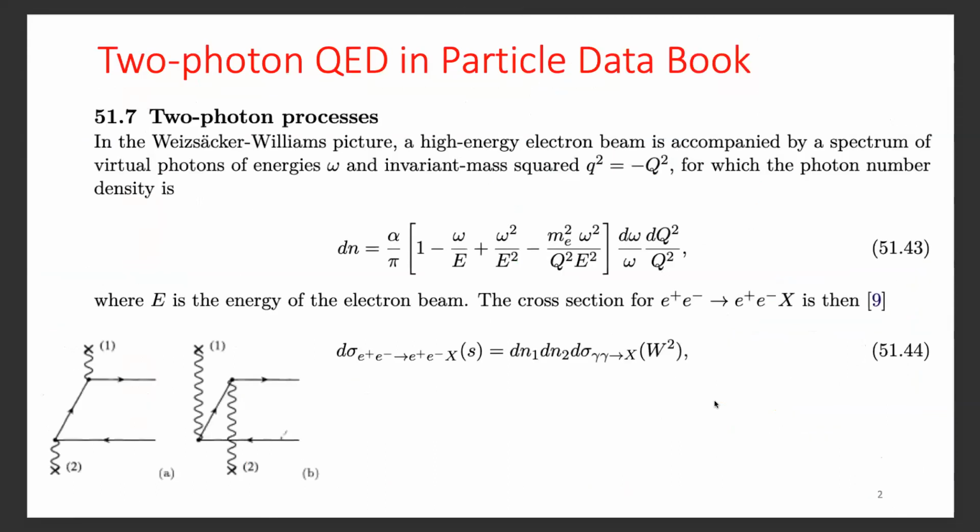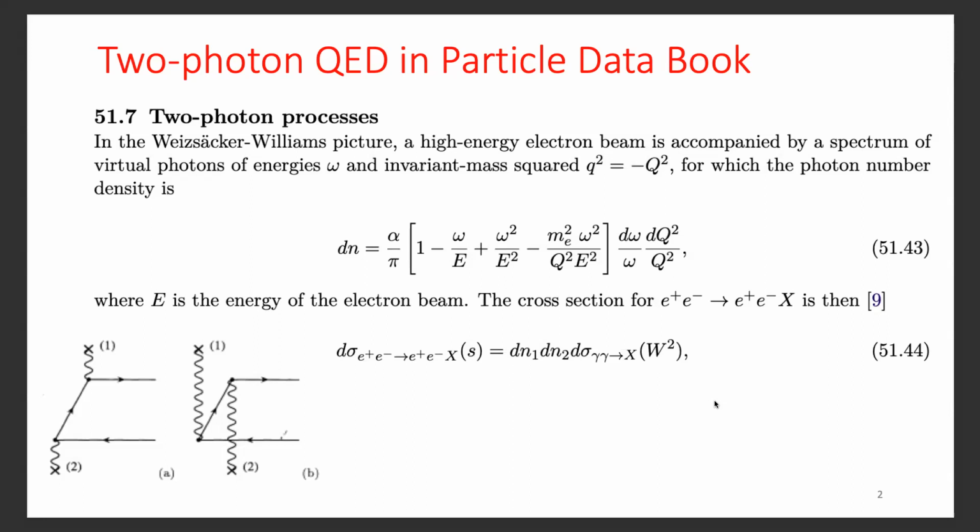Two-photon QED, you can actually read it from the Particle Data Book, section 51.7, two-photon processes. If an electron and positron collide, they create 2 photons, which create e plus e minus. It tells you the photon flux from 1 electron is given by this formula. Then all you need to do is take the flux N1 from the electron and another flux N2 from the positron, calculate the cross section of photon-photon into that process, and you get the cross section.